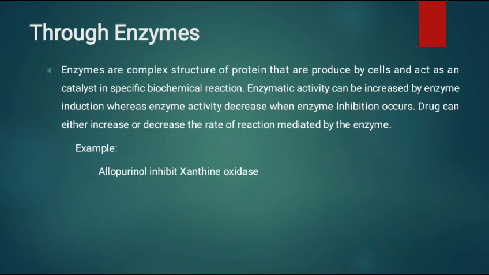Through enzymes. Enzymes are complex protein structures that are produced by cells and act as catalysts in specific biochemical reactions. Enzymatic activity can be increased by enzyme induction, whereas enzyme activity decreases when enzyme inhibition occurs. Drugs can either increase or decrease the rate of reaction mediated by the enzyme. The example is allopurinol, which inhibits xanthine oxidase.